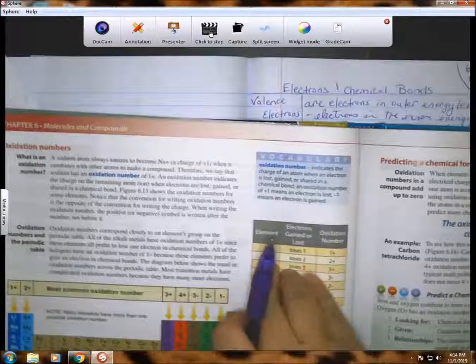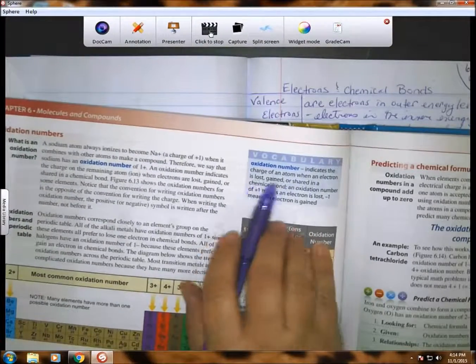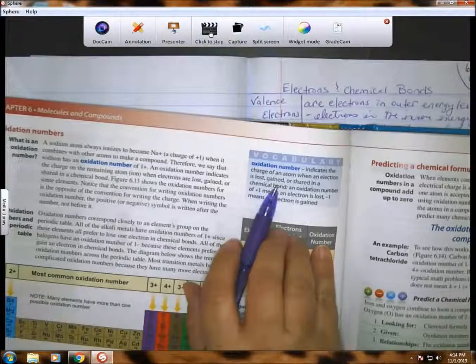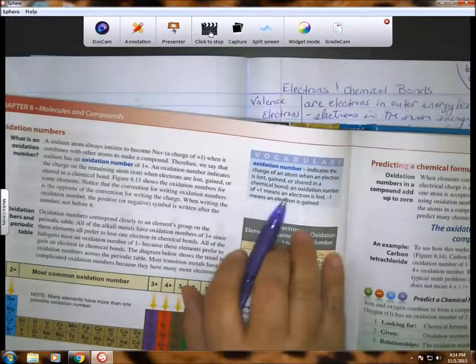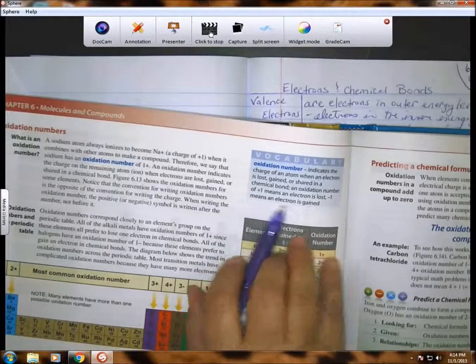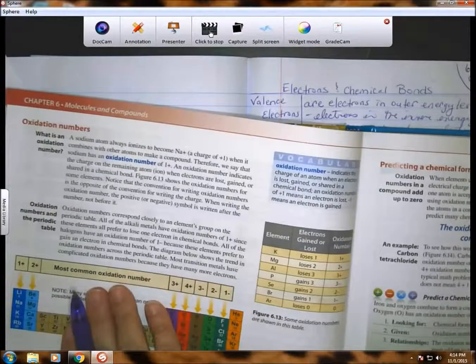Page 116 in the textbook. Let's start off with the vocabulary word, oxidation number. It indicates the charge of an atom when an electron is lost, gained, or shared in the chemical bond. An oxidation number of +1 means an electron is lost, and -1 means an electron is gained. You guys know that because we talked about it on Friday.